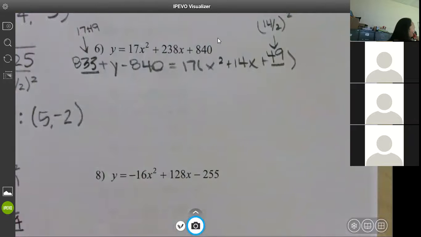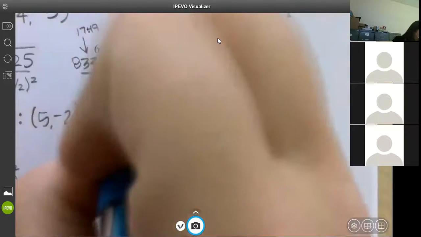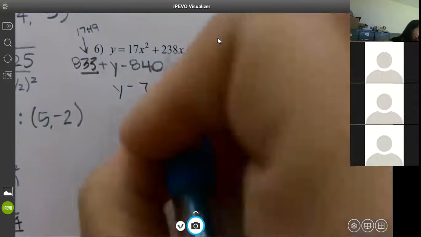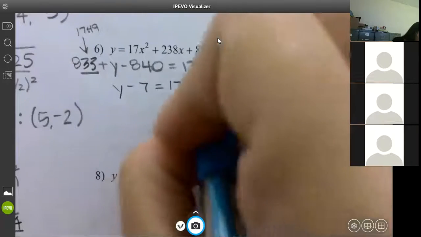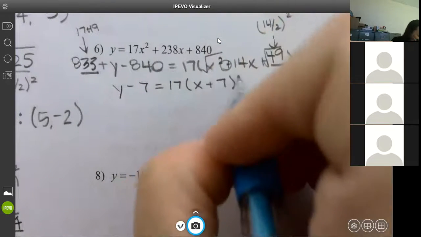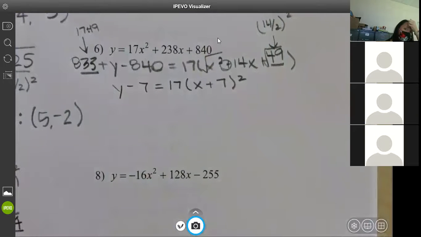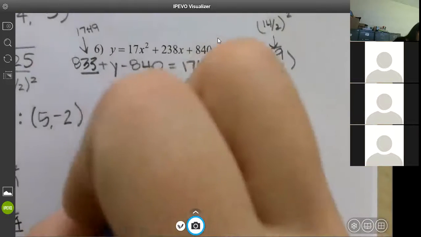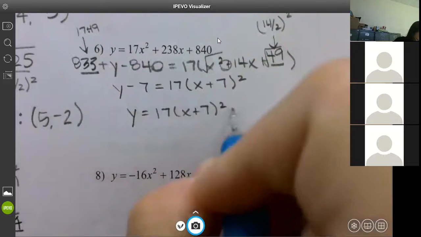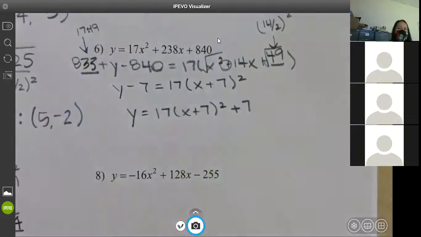Are you taking these notes? 833 minus 840 is negative 7. We have 17 square root x plus 7 squared. Finish it out, add your 7. 17 x plus 7 squared, add your 7.